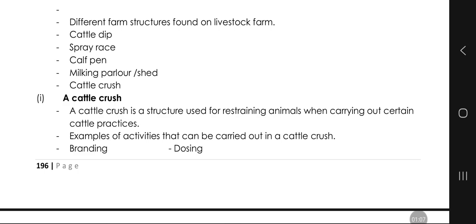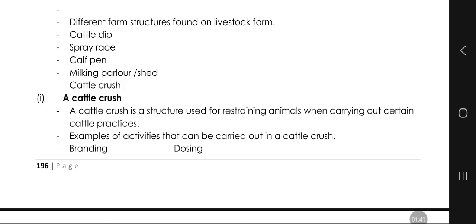To put a tag on the animal, you have to put it in what we call a cattle crash so that the animal does not scatter and you can do your work. If you want to do castration, put it in a crash. If you want to spray, if you want to brand, so a cattle crash is a structure used for restraining animals when carrying out certain cattle practices. If you have something to do, use what we call a cattle crash. Hope I'm clear there. Examples of activities that can be carried out in a cattle crash.